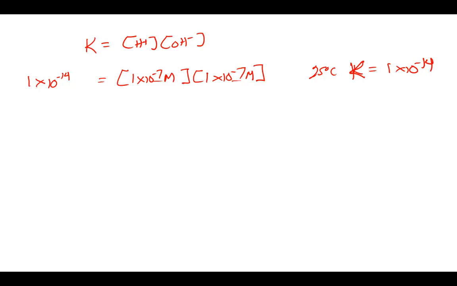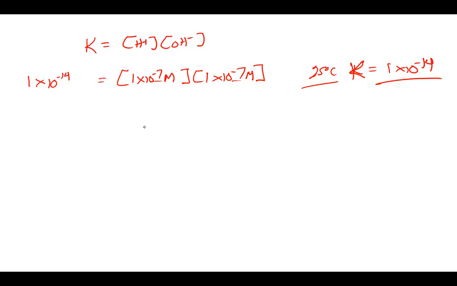All right, so remember what we learned about equilibrium constants. They remain constant as long as the temperature remains constant. So we assume all reactions that we are doing are at 25 degrees Celsius, and that K will always be 1 times 10 to the negative 14th at 25 degrees Celsius. So you say, what does that do for me?